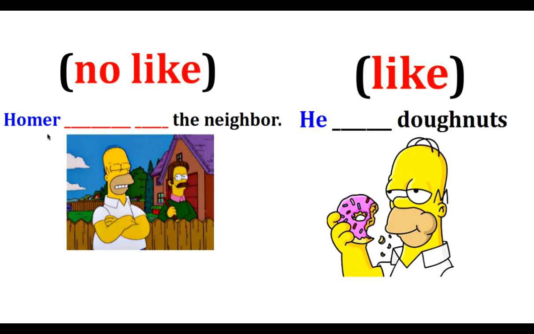Okay, the negative. Homer doesn't like the neighbor. This is his neighbor. And Homer doesn't like the neighbor. Remember, the negative auxiliary is the third person conjugation for he, for Homer, and the normal verb, like. Homer doesn't like the neighbor. In the affirmation, he likes donuts, and the verb is in the third person conjugation. Very good.